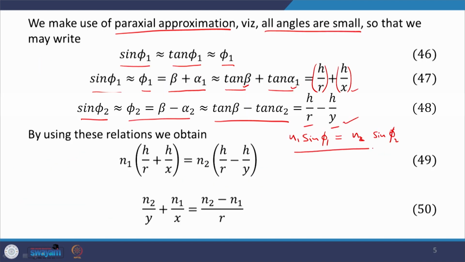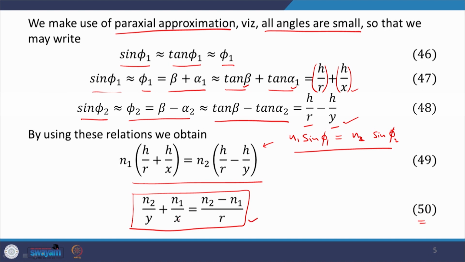Now, we will apply this, and once you apply this, you will see that it ends up in this relation, and from this relation we can derive that n2 by y plus n1 by x is equal to n2 minus n1 by r. This equation number 15 relates the refractive index and the distance of object and image from the spherical surface. Now, it seems that we are not familiar with this relation, but it would be.